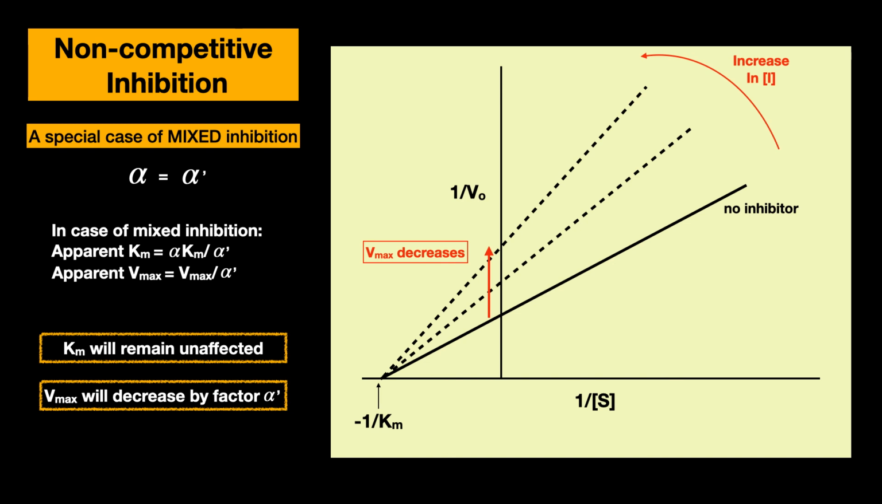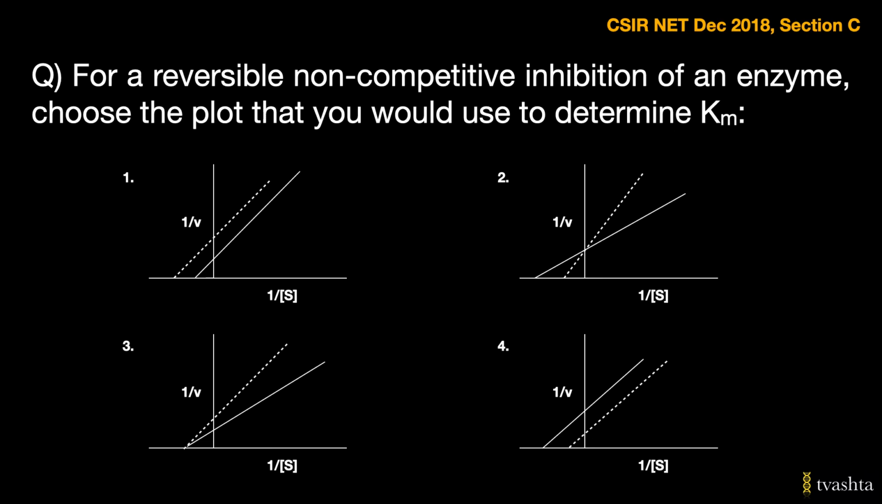With this, we have come to an end of this discussion, and now let us return back to our question. For a reversible non-competitive inhibition of an enzyme, choose the plot that you would use to determine Km. And now we all know for sure that the answer would be the plot in the third option.